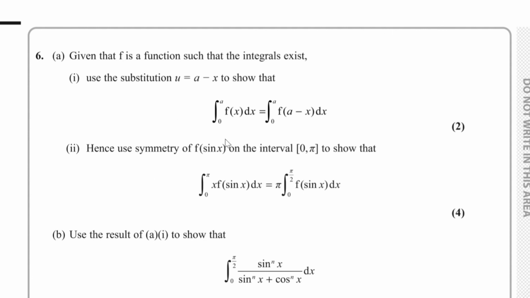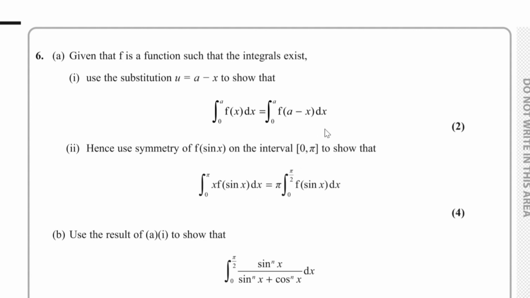Now we have to use symmetry of f of sine x on the interval 0 to pi to show that the integral from 0 to pi of x times f of sine x with respect to x is equal to pi multiplied by the integral from 0 to pi over 2 of f of sine x with respect to x. Now what we need to do is use the idea here. We've got some function involving x. In this case, it's x times by f of sine x.